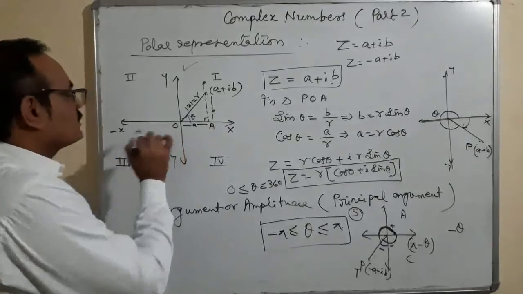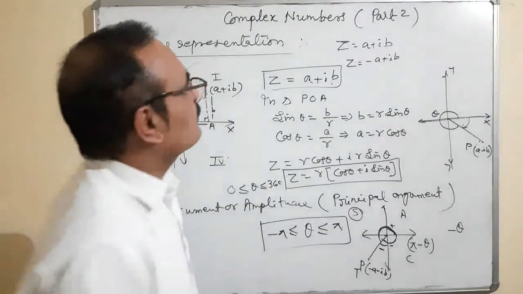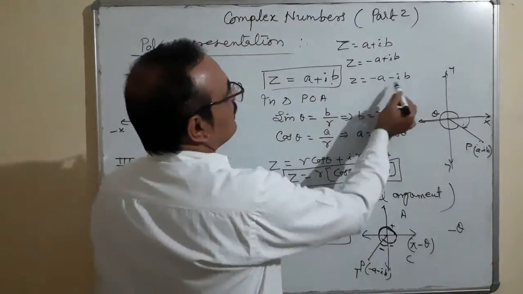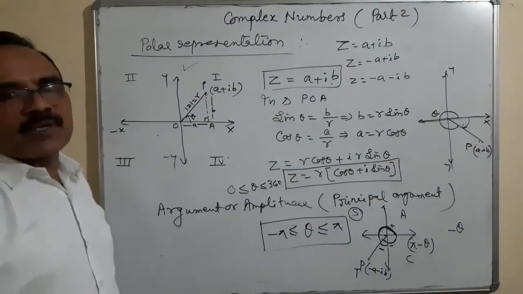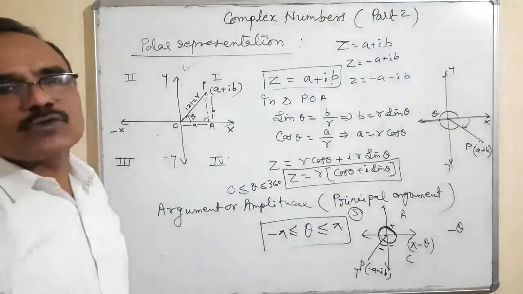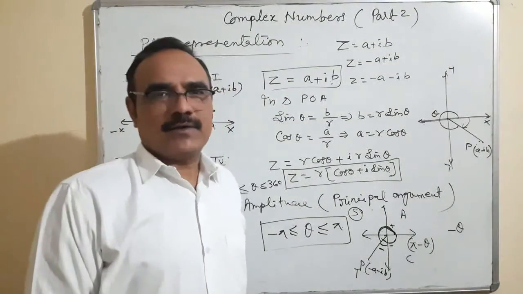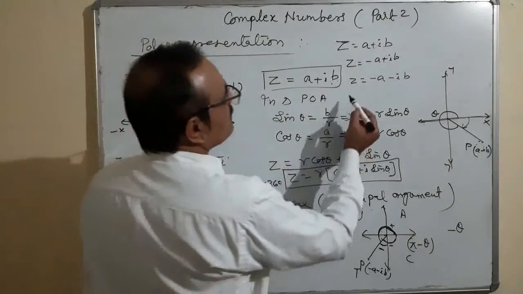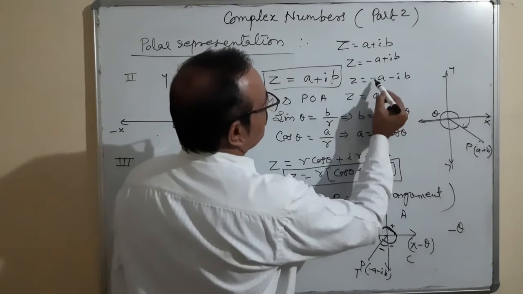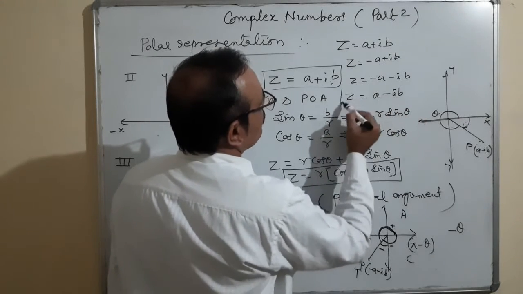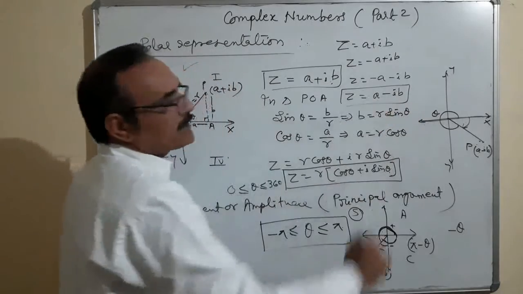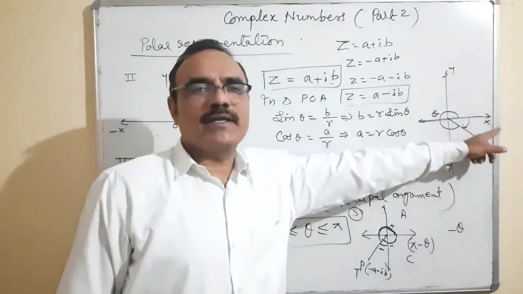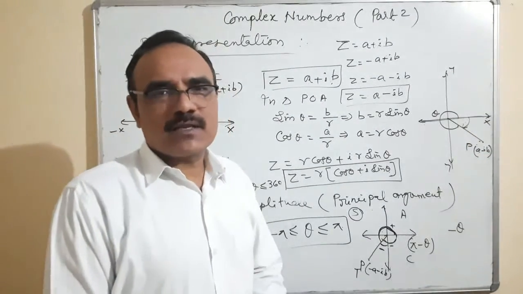When we are talking about the third quadrant, both are negative: minus A minus iB, that means it is in the third quadrant. Here we take theta as negative, because it is measured in the clockwise direction. And the fourth one is Z is equal to positive A minus iB. This is in the fourth quadrant, where the first is positive and the second is negative. In the fourth quadrant it is minus theta only. So these are the principal arguments.